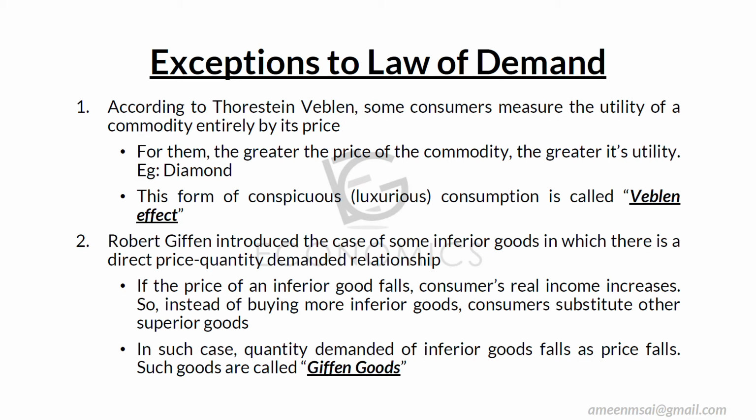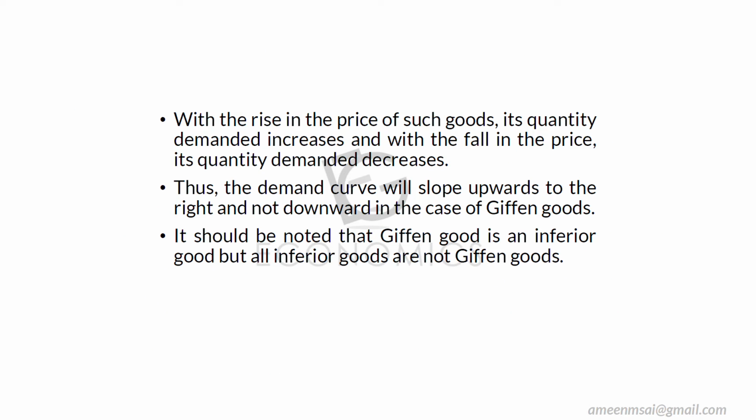So this is what Robert Giffen says. When it comes to inferior goods, there is a direct relationship between price and quantity demanded. In such a case, the quantity demanded of inferior goods falls as price falls. And such goods are called Giffen goods, or we can call it the Giffen effect or Giffen goods. So these are the main exceptions when it comes to the law of demand. Hope that the Veblen effect and the Giffen good concept are clear for you.